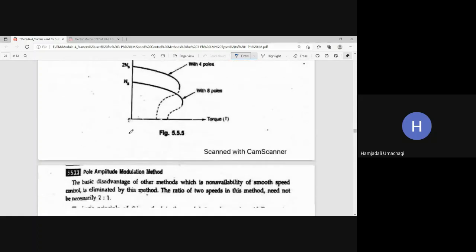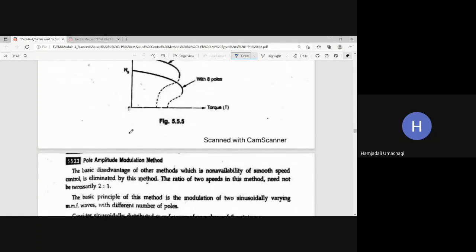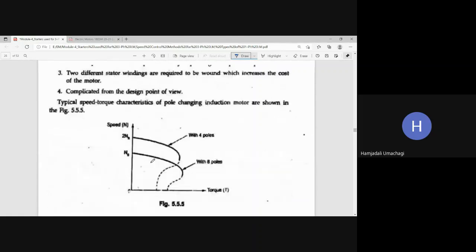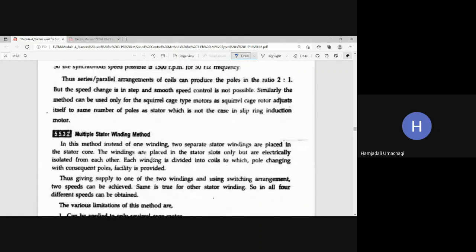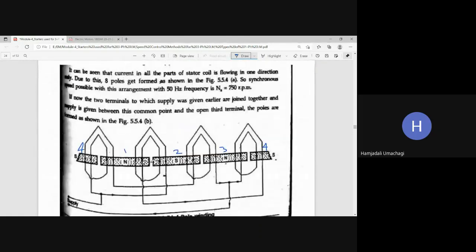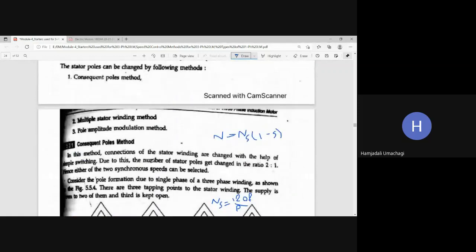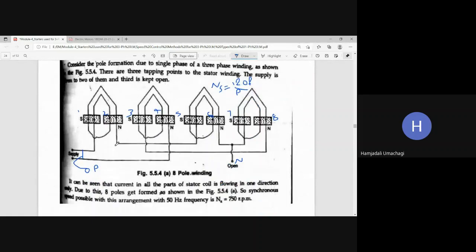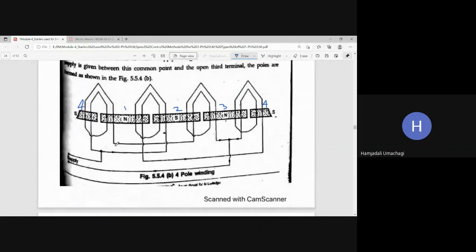The third method in the pole changing method is the pole amplitude modulation method. You can study this on your own as a choice. It is more than sufficient if you explain the multiple stator winding method as well as the consequent poles method, if you are asked about the pole changing method to control the speed of a three phase induction motor.